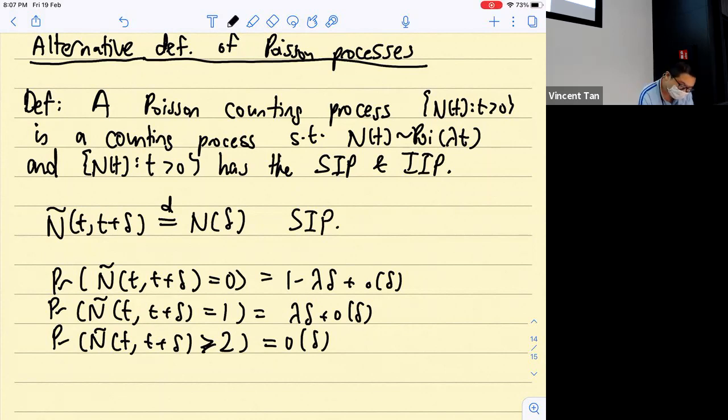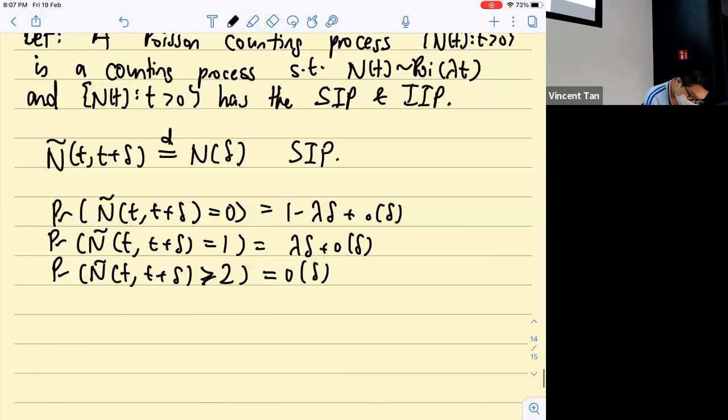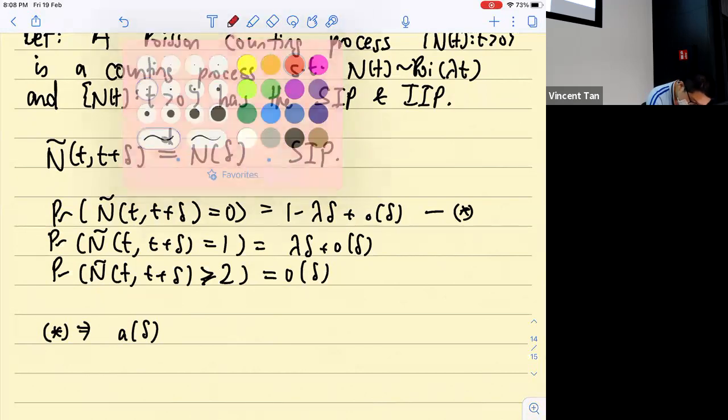And I just want to remind you that, for example, for star, what do we really mean? If the left-hand side is some sequence or some function in delta, what star means is that this is A of delta.